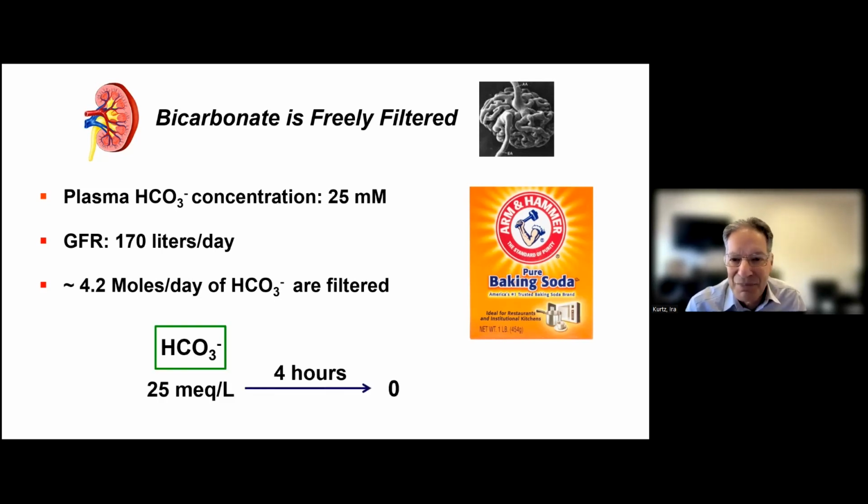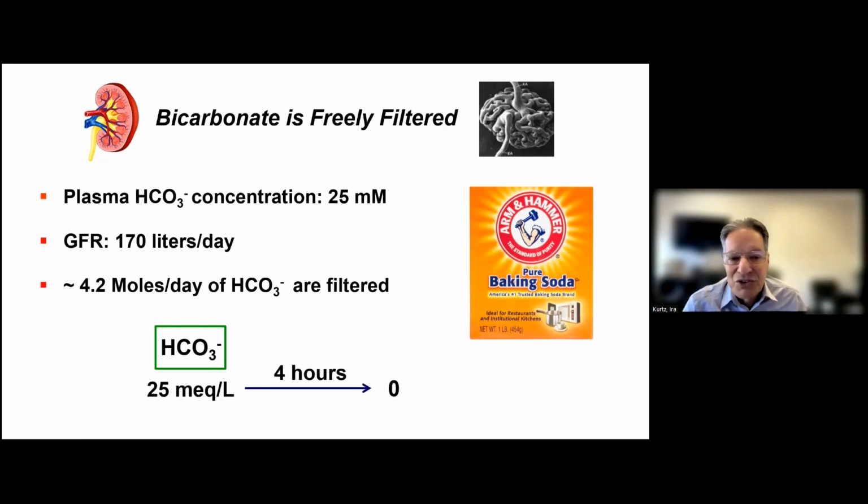So the kidney has a problem. If nothing else happened after the glomeruli and you got rid of all that, in about 4 hours your bicarbonate in your blood would be 0. So clearly something else is happening in the kidney, and in particular the nephron, that prevents that bicarbonate from ending up in your urine. The kidney filters bicarbonate freely, and if you measure the bicarbonate in normal urine, there's no bicarbonate in normal urine. It's very, very low. The fractional excretion of bicarbonate is like 0.2%. We absorb all of it.